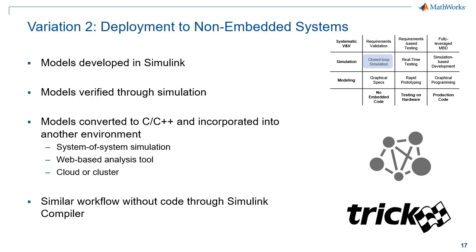Variation 2 is the case where you really don't have any ambitions for embedded code, but you would like to take your work inside Simulink and get it out into some other framework. Okay, the picture you see in the bottom right is the logo for Trick. That is a NASA framework that you can find on Git. NASA Trick is a large simulation environment that they've been working on for many, many years, put a whole lot of IP into it.